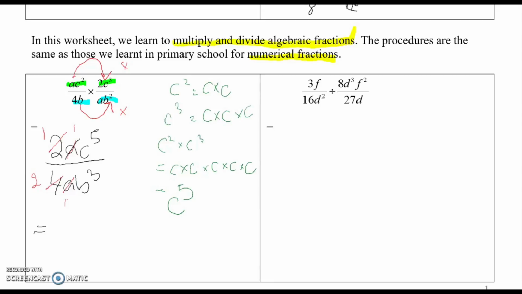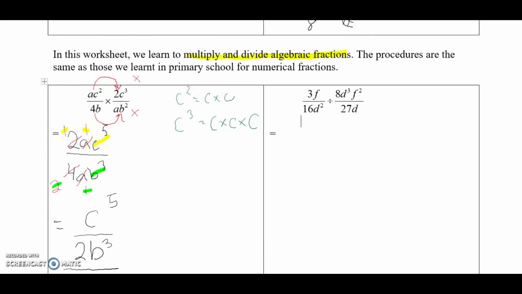So therefore, the final answer would be, for the numerator I have 1 times c to the power 5. We multiply the remaining factors to get c to the power 5 over the denominator 2 times 1 times b to the power 3. And we will get 2b to the power 3. So this is how we multiply algebraic fractions together.